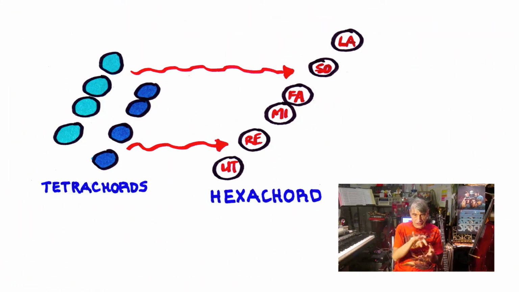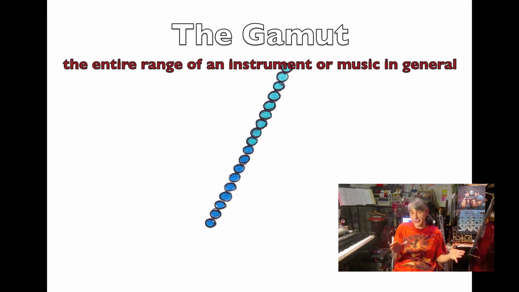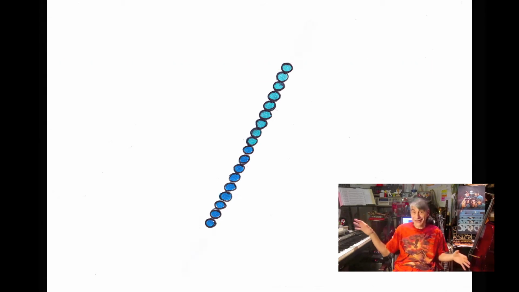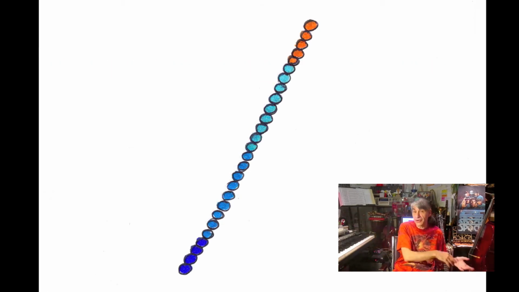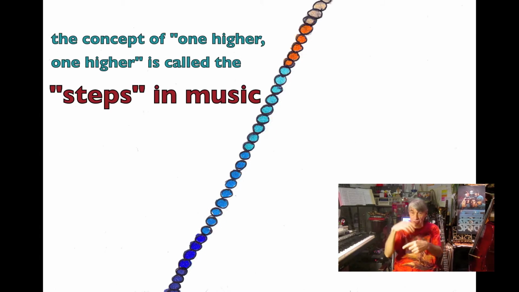One of the things that he discovered is that these tetrachords and now hexachords fit into a much larger spectrum of notes he called the gamut, which was every note you could think of, from the lowest note you could play up to the highest note you could play. And by extension, the lowest note that could be heard and the highest note that could be heard. And in between these two extremes, there was this progression of notes. There was always one higher, one higher, one higher.